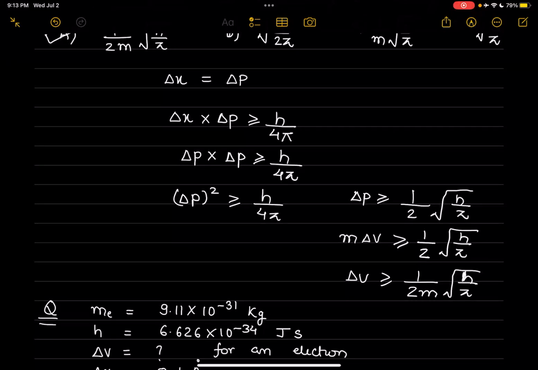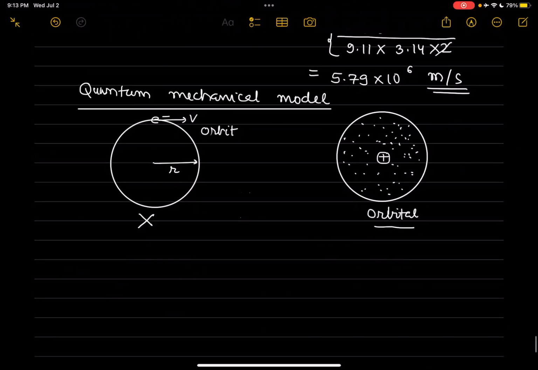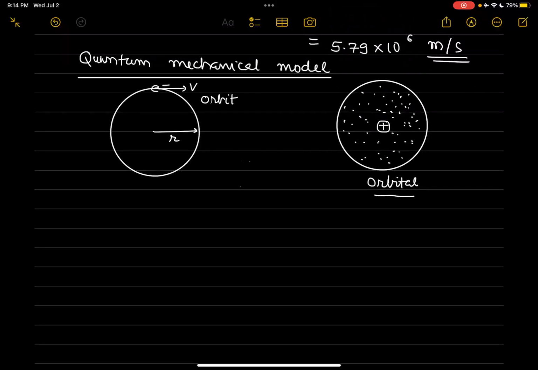So the whole concept of orbit is now ruled out. Bohr told us that the electron is moving in an orbit of fixed radius, fixed velocity, fixed position. Now that is not permissible because the electron is not a particle, it is a wave, and because it is a wave, it doesn't have a fixed position. Is it clear? Its position is actually spread around.